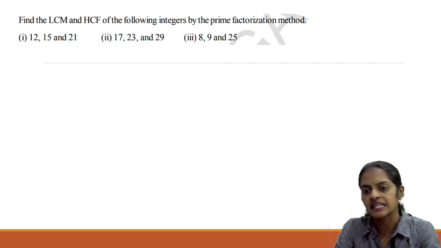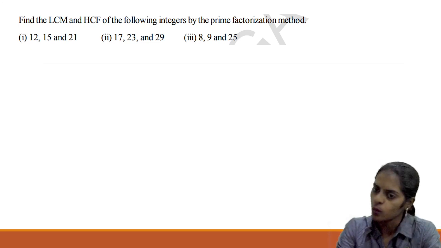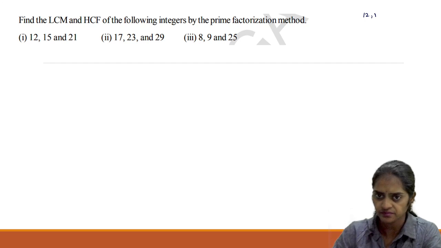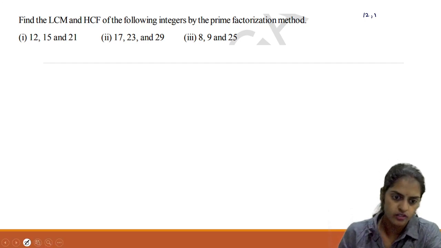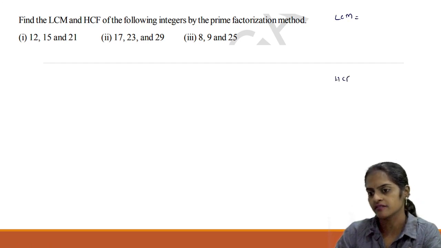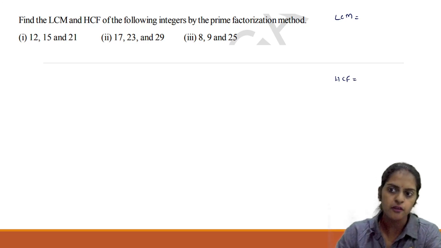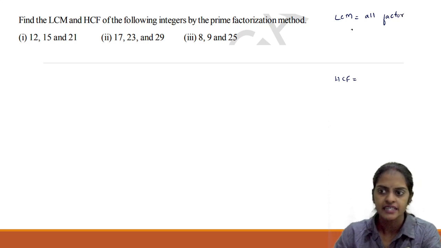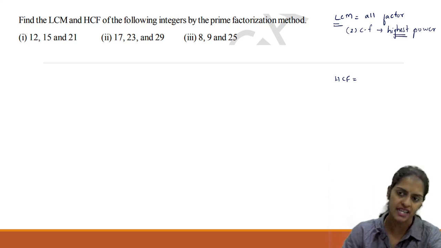Find the HCF and LCM using the prime factorization method. Very simple. Here you will have only two rules. Let me write the rules first. Whenever you want LCM or HCF, what are we going to do? If you want LCM, you will consider all the factors. Second point, if there is any common factor, you will choose the highest power of the common factor. L means lowest here, so quite the opposite, you will choose the highest.